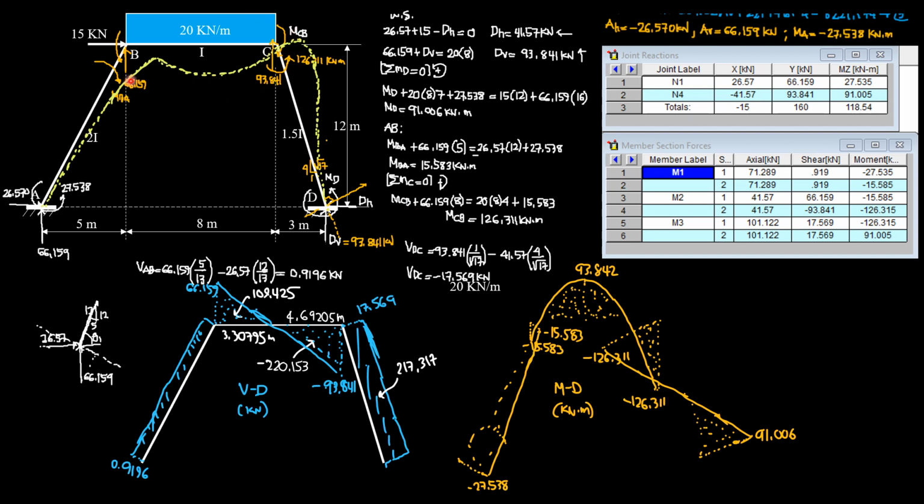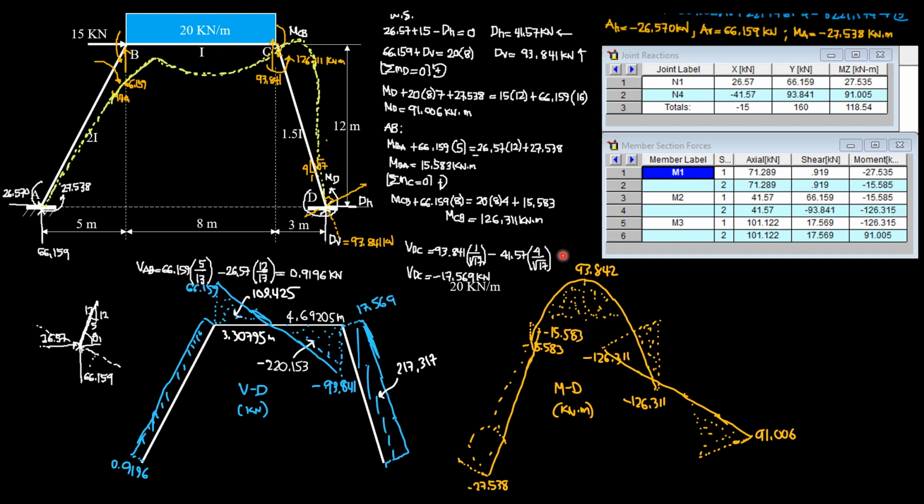MCB plus 66.159 times 8 equals this moment, which is MBC, counterclockwise 15.583, plus the moment of the load, 20 times 8 times 4, and we get MCB to be 126.311 kilonewton meter. So the member force is 126.311 only here for MCB for member 2.